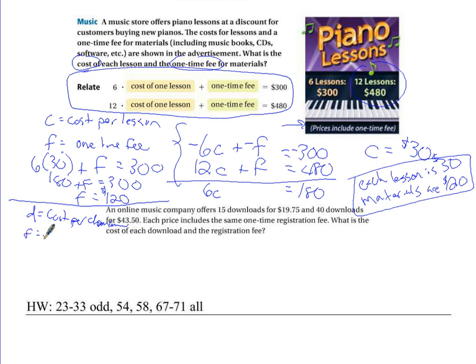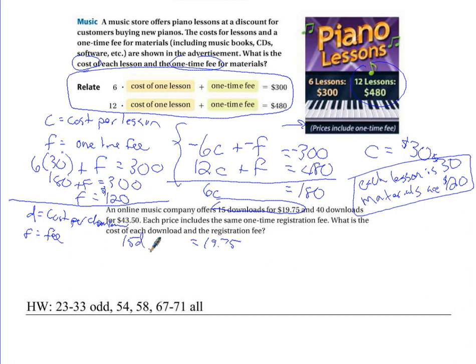F equals the cost of the fee. Yeah. So we are talking about money here, okay? Our units here are money. So we need 2 equations. First equation comes from 15 downloads for $19.75. So that's 15 downloads.